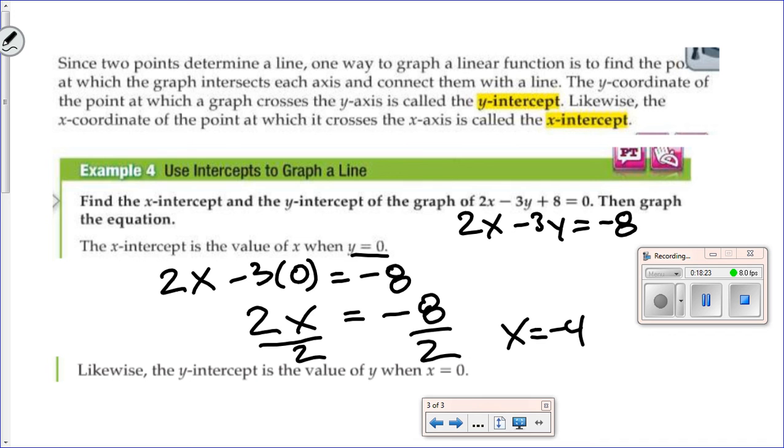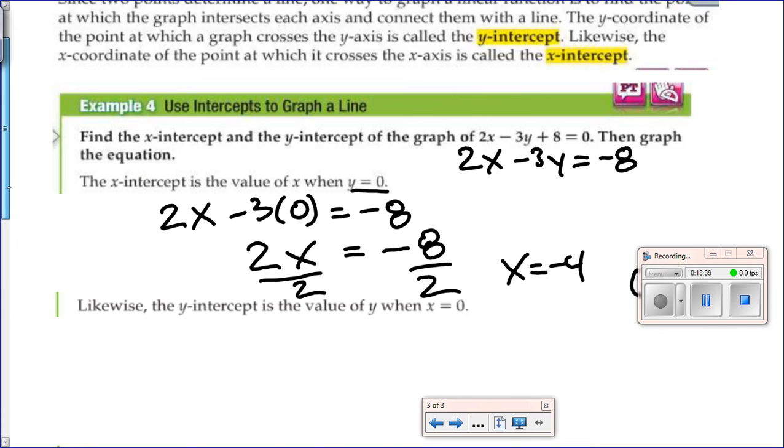That gives us the point on our graph, the ordered pair -4, 0. That is the x-intercept. So that'll be useful when we go to graph this thing. Now we need to find the y-intercept. We're going to be doing the same type of deal here.